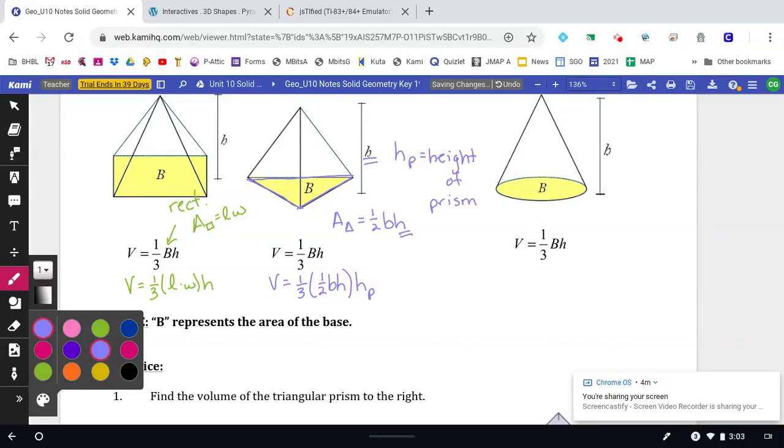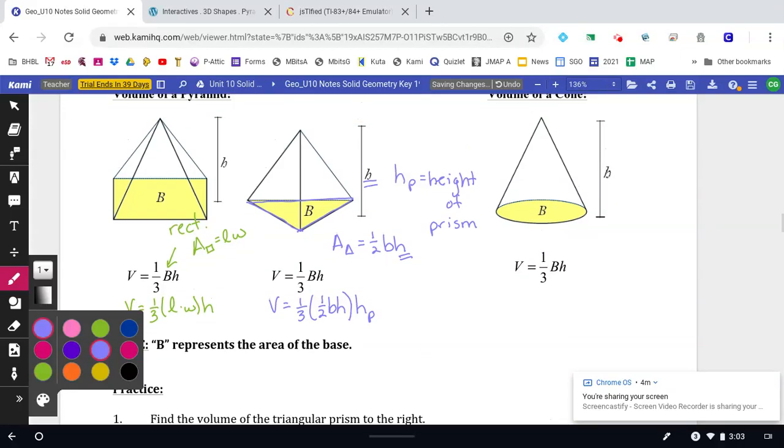And it just helps us distinguish between the two H values. All right, now we have a cone right here. Okay, so a cone, the base is a circle. So volume equals 1/3, right? And the area of a circle, pi r squared. So pi r squared times the height of the prism.